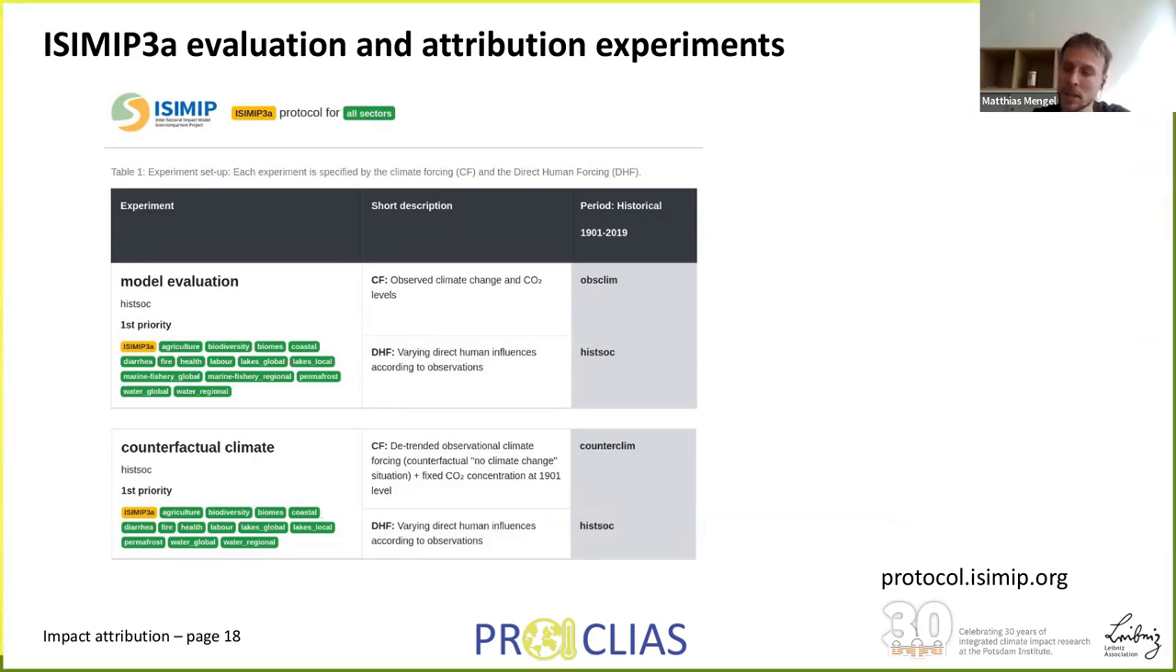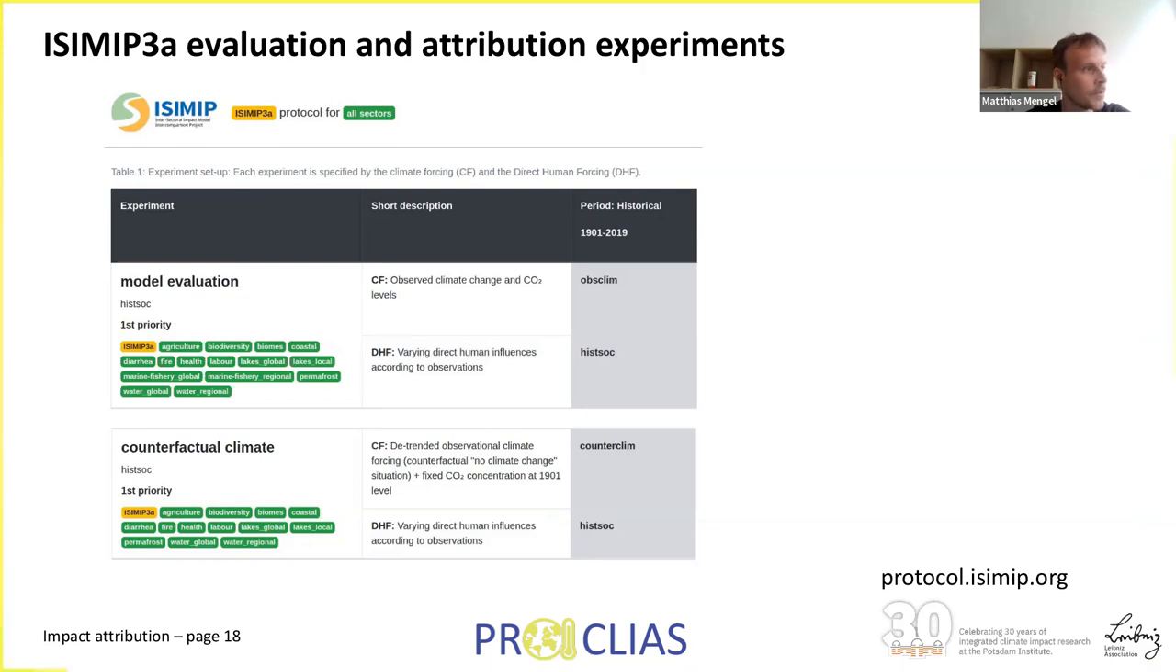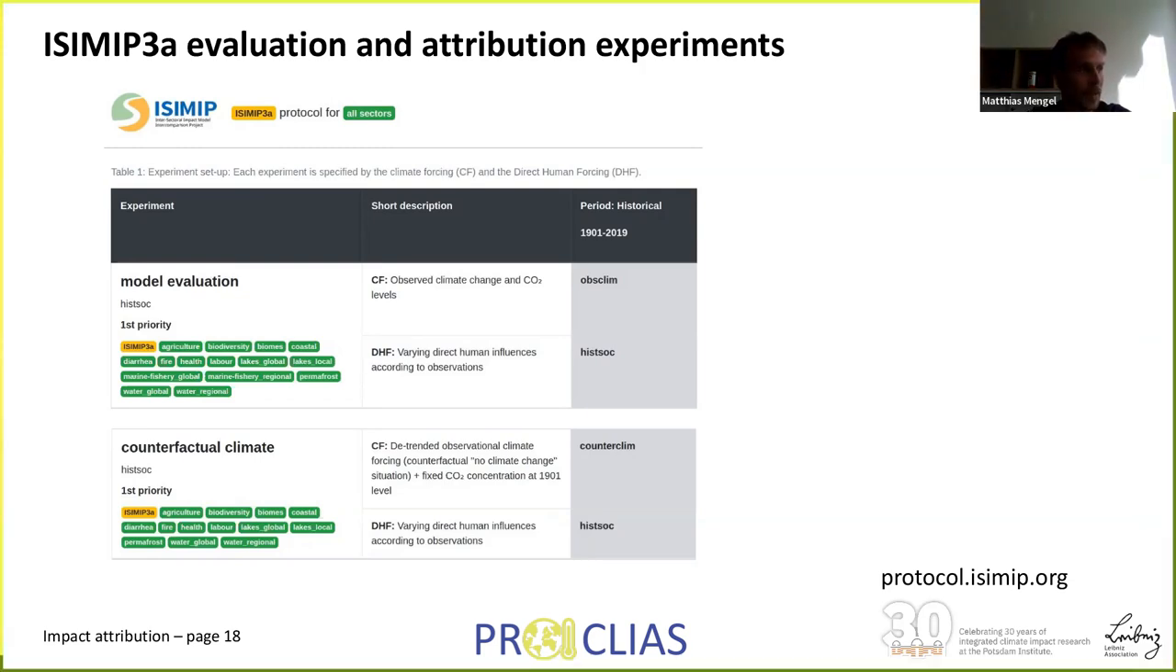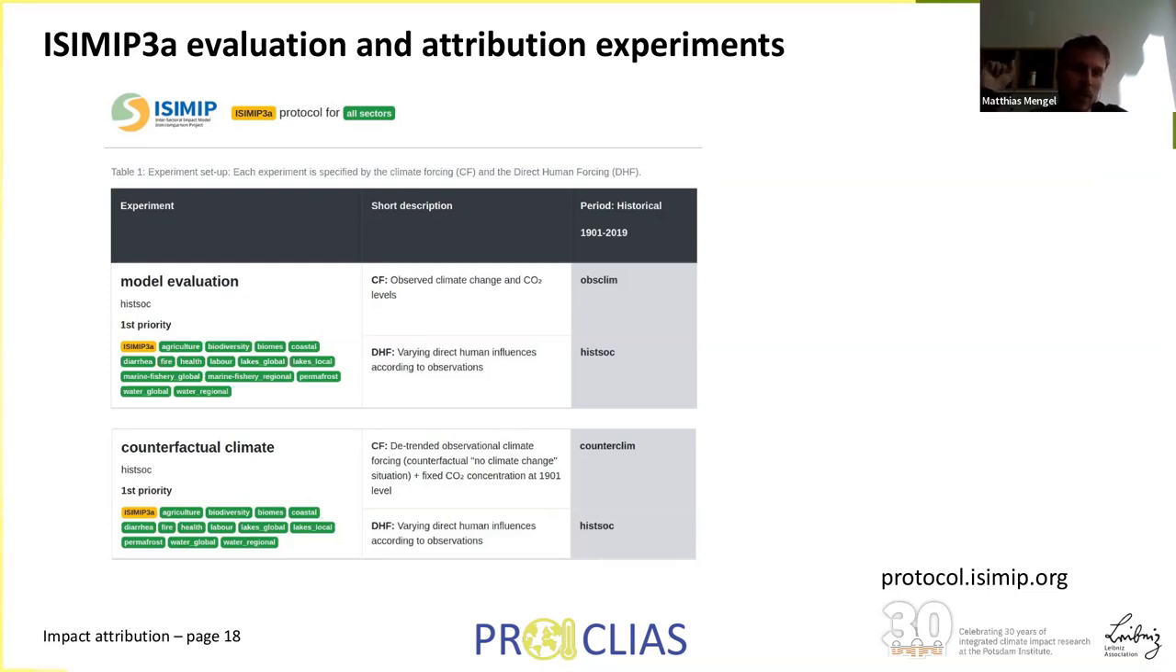So what we do here is we look at the historical period of climate impacts, and within ISIMIP we produce, or we curate, we can also say, climate forcing data for this historical period, but also other human forcings that drive climate impacts. They are freely available, they can be taken by impact modelers, they can run their historical impact simulations with this, and then compare and evaluate them against historical observations. And that's the model evaluation experiment. This is shown here in the upper row. And it's a classic basically in ISIMIP.